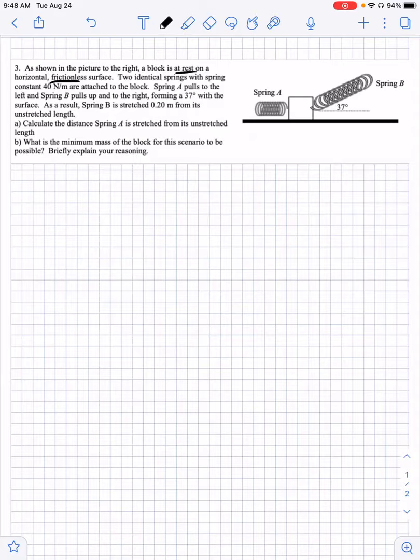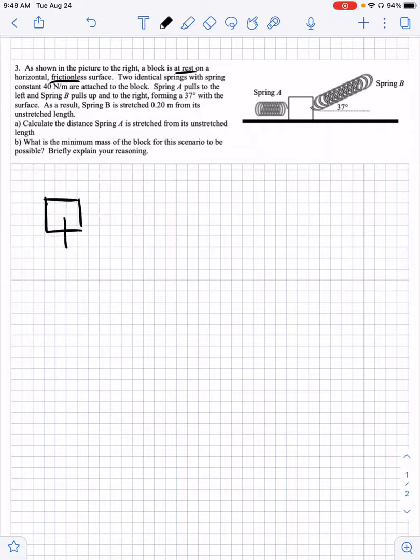As a result, spring B is stretched 0.2 meters from its unstretched length, and they're asking us to calculate the distance spring A will stretch, and then what is the minimum mass of the block for this scenario to be possible. So let's take a look. Let's start out, let's make our free body diagram.